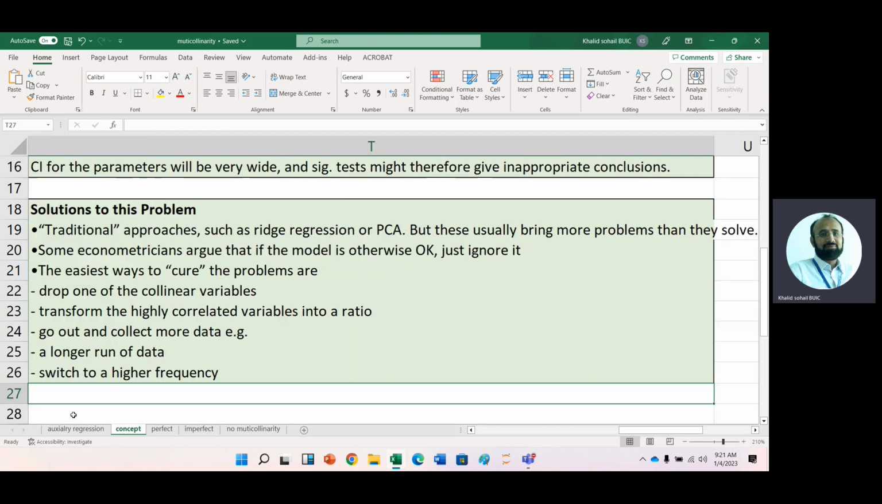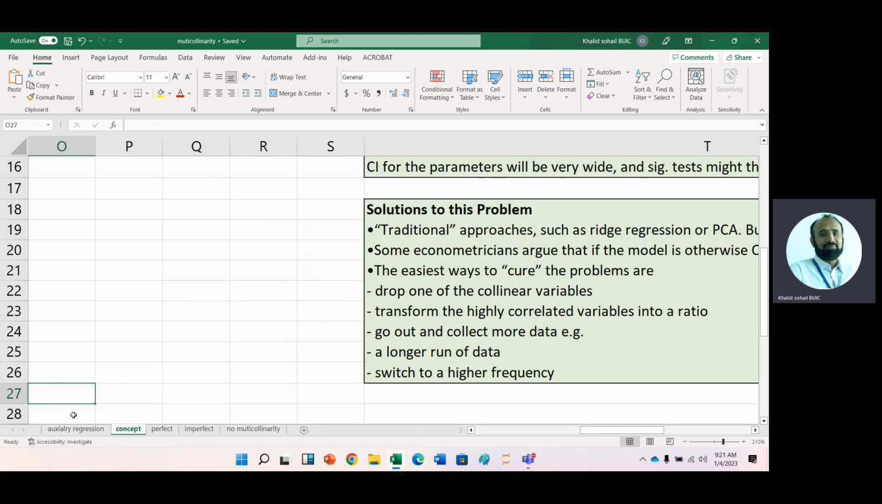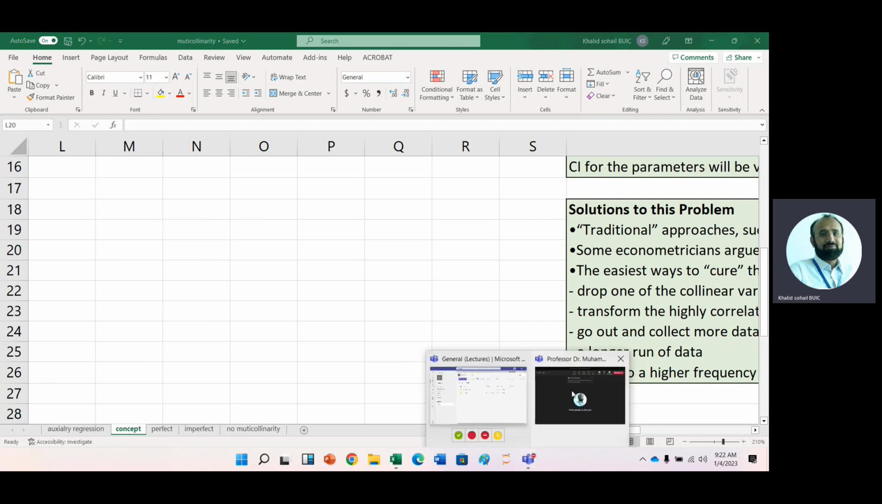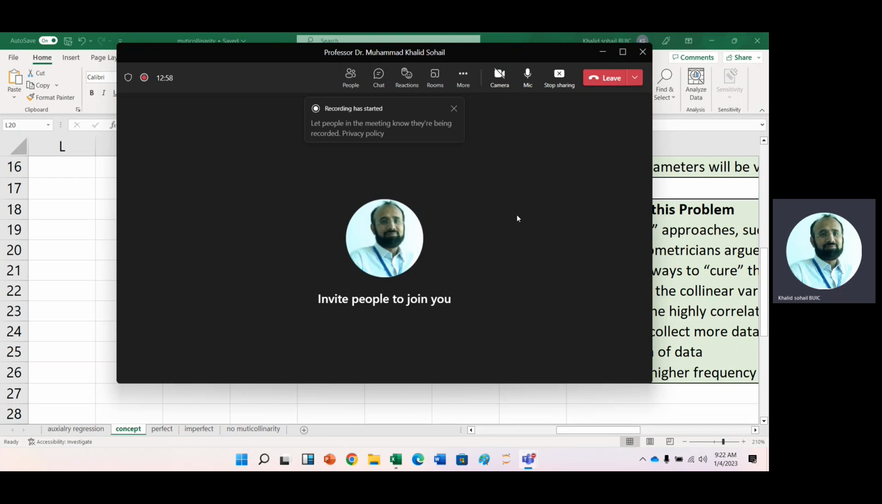In the second part of this video, we will take the data and observe the cases of no multicollinearity, imperfect multicollinearity, and perfect multicollinearity, and how we can detect it with the help of auxiliary regression as well. So this is about the main concept of multicollinearity. In the next video, with the help of data, we'll discuss different issues related to multicollinearity.